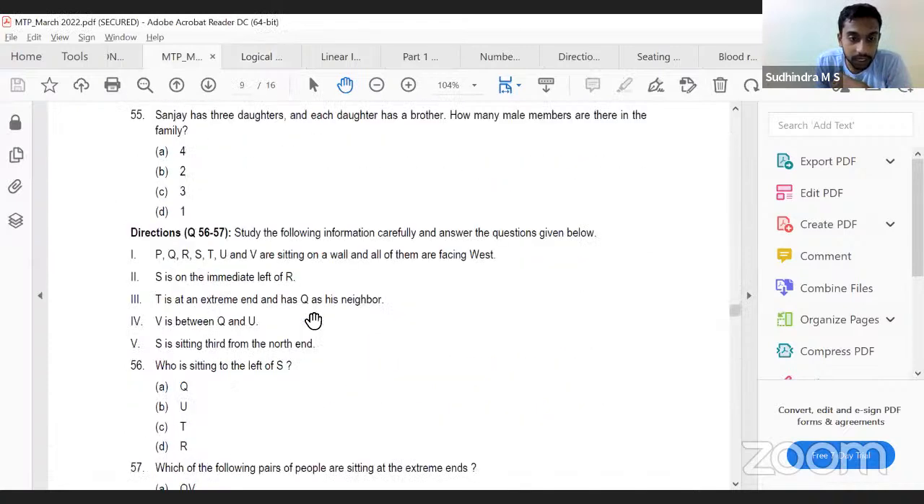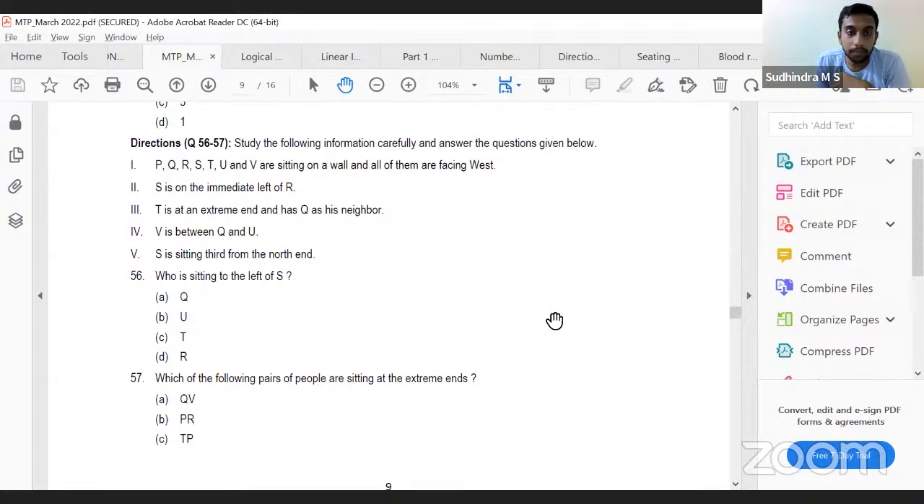I think we have it here. P, Q, R, S, T, U, and V are sitting on a wall, and all of them are facing west. S is on the immediate left of R. T is at an extreme end and has Q as his neighbor. V is between Q and U. S is sitting third from the north end.